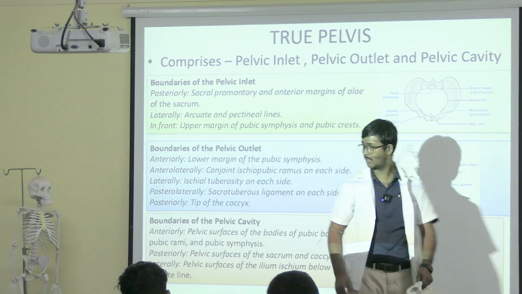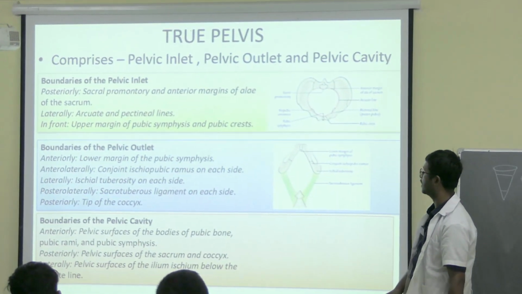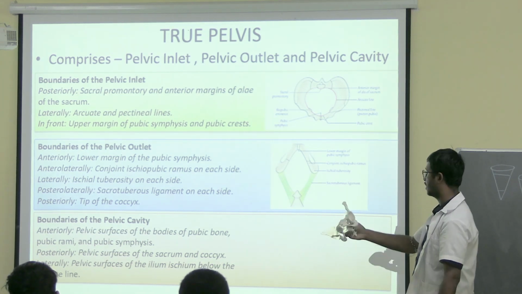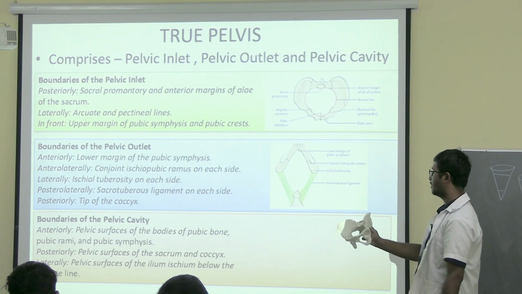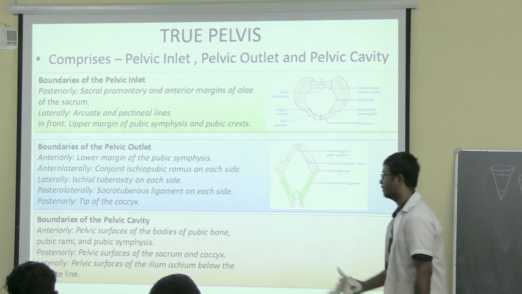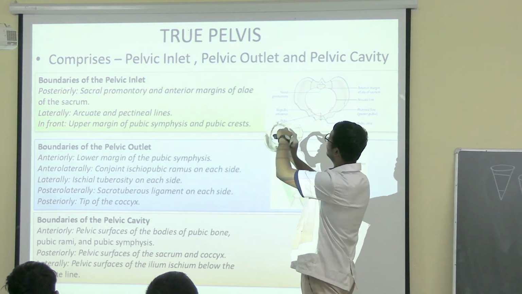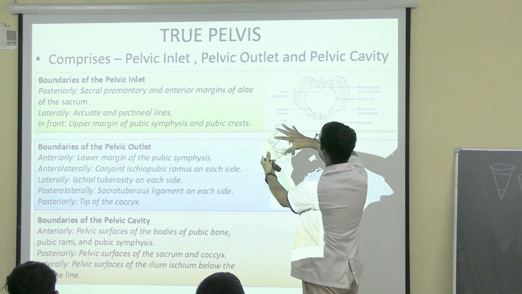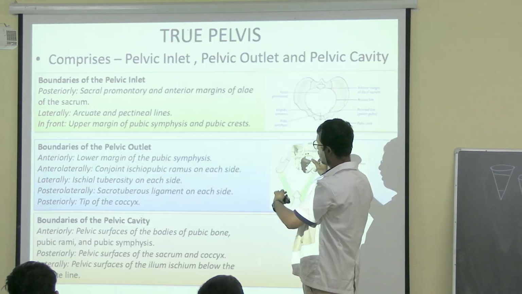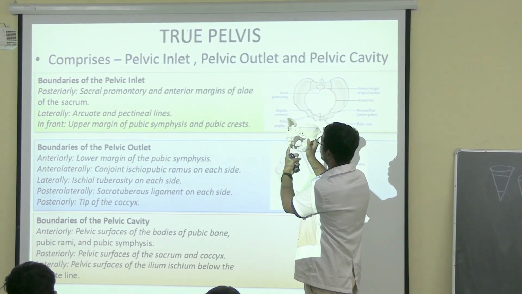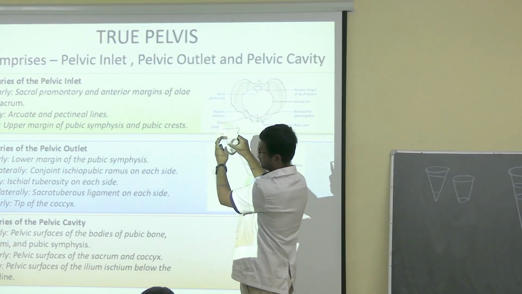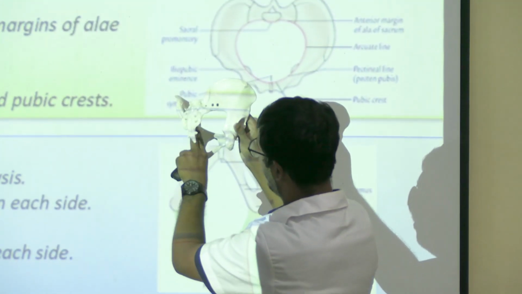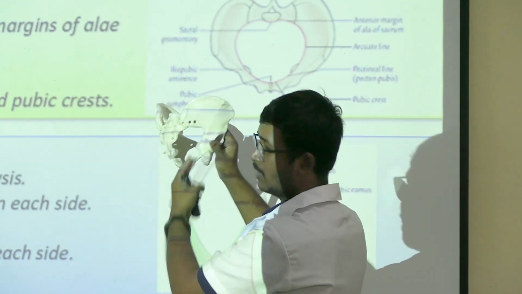Now the pelvic cavity. So the pelvic cavity is formed anteriorly by your pelvic surfaces of body and pubic bone, pubic rami, pubic symphysis. Posteriorly by your pelvic surfaces of sacrum and coccyx. Laterally by your pelvic surface of ilium, ischium, below the arcuate line. Basically, what is meant by this? So this is your pelvic brim. Below that will be your pelvic inlet. Then this is your pelvic outlet. So in between everything is your pelvic cavity. So this is your pelvic cavity, which is formed by the pelvic surfaces. This is the pelvic surface of your sacrum and coccyx, and pelvic surface of your pubic ramus, as well as your ischium, ilium, everything. Okay.